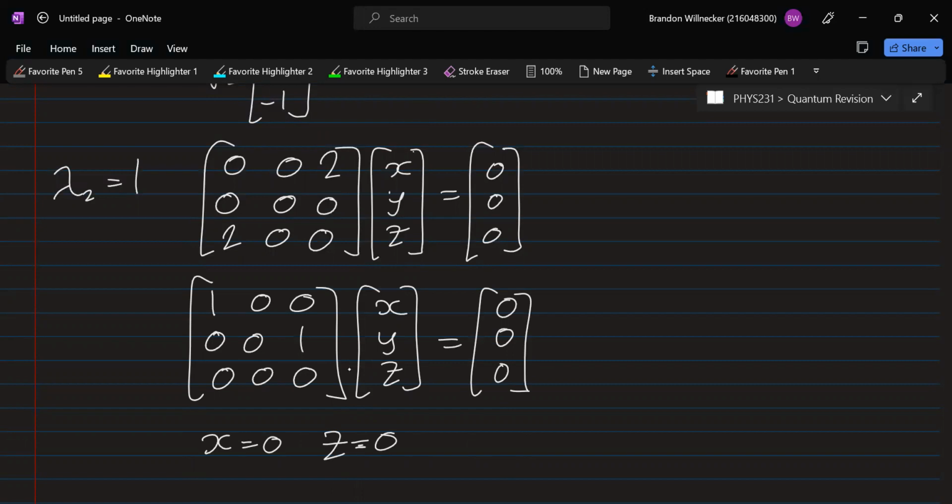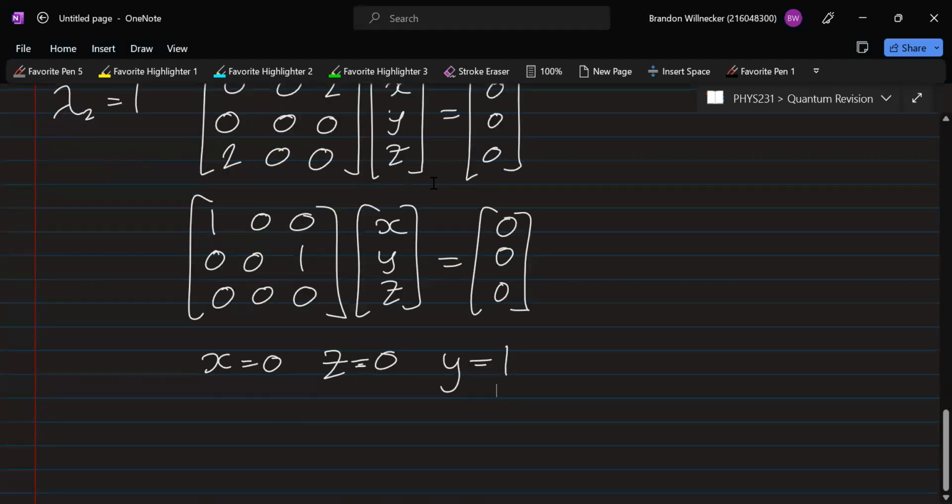But again, not entirely free, because we want the states to be normalized. It would be best to choose y to be equal to 1. Okay, that will give us a normalized state vector. So we can write psi2 as x being 0, y being 1, z being 0. And we don't need any factors in front because it's already normalized.